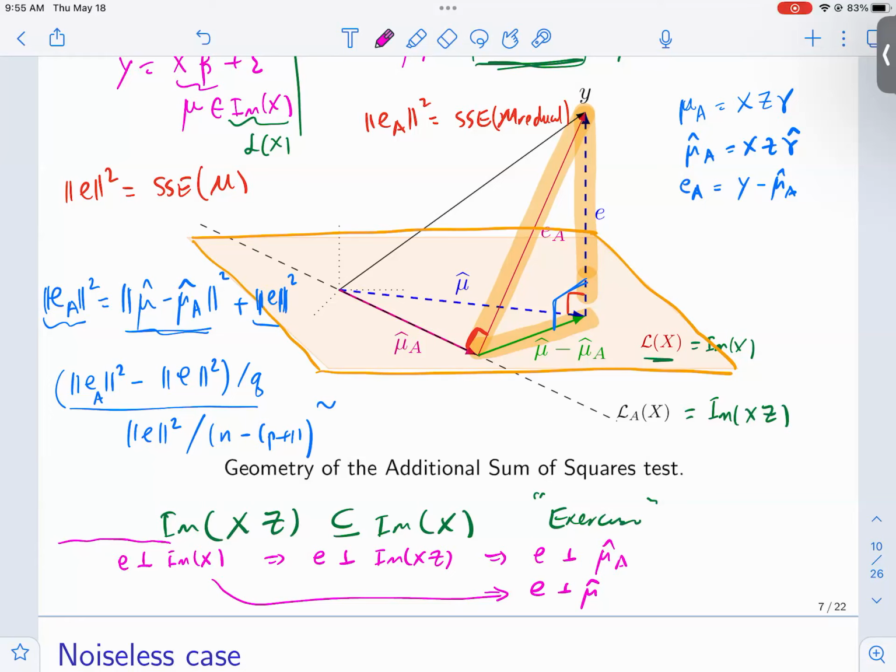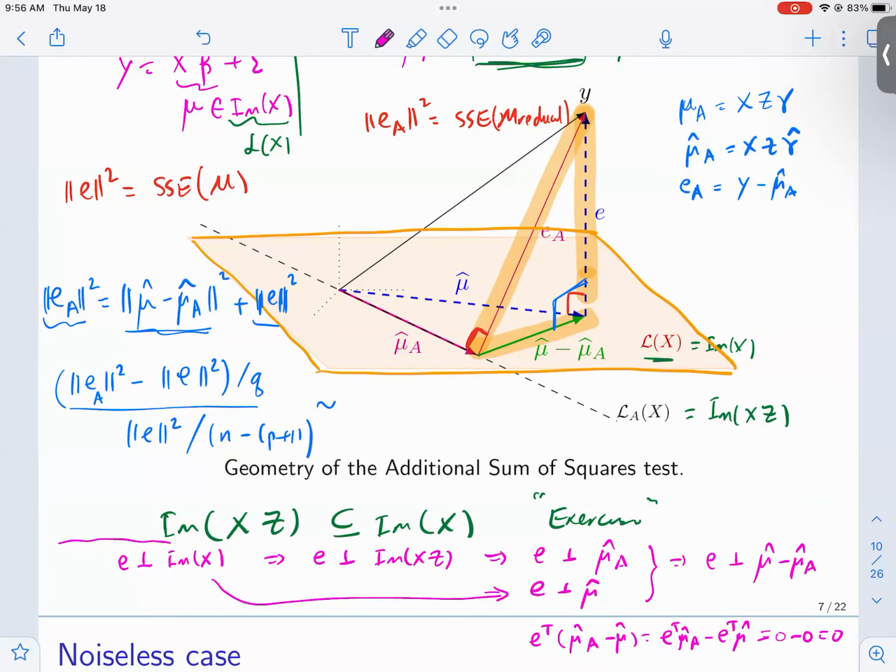Mu hat is in the image of X. You already know that. So from these, I get that E is orthogonal to mu hat minus mu hat A. This is an easy calculation. Write down orthogonality: E is orthogonal, so you can write E transpose mu hat A minus mu hat is E transpose mu hat A minus E transpose mu hat, both are 0. Right, so this is an inner product. So that proves that E is orthogonal to mu hat minus mu hat A.